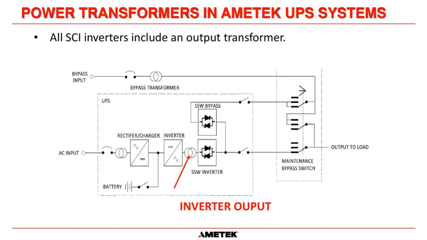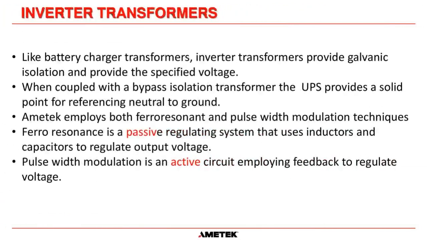All right, on to the inverter. All of the SCI inverters include some kind of an output transformer. The inverter transformer provides galvanic isolation, of course, and allows us to tune the voltage for what we need. And when coupled with a bypass transformer, the UPS output then has neutral bonded to ground locally.